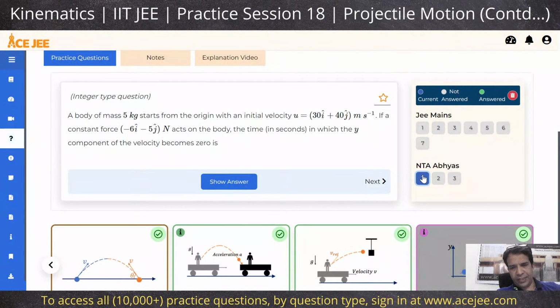Now, instead of distances, they're talking about time t in which the y component of the velocity becomes 0. So we'll just use the equation v equals u plus at. Let's quickly go ahead and solve this one and then we can move.